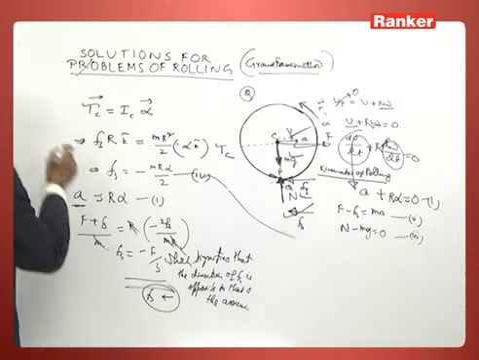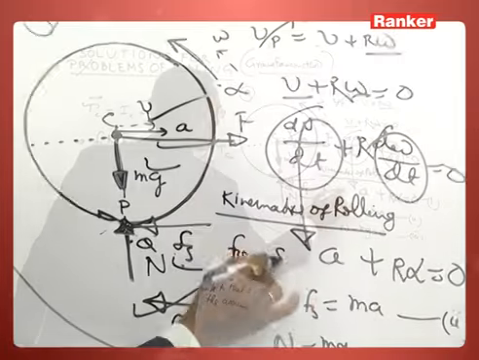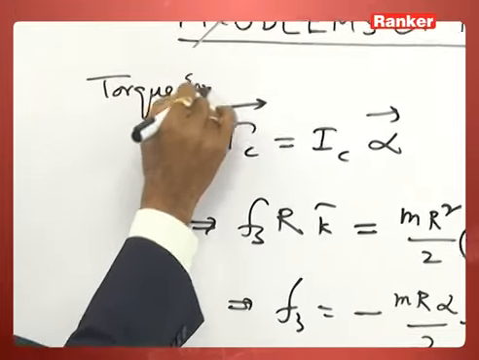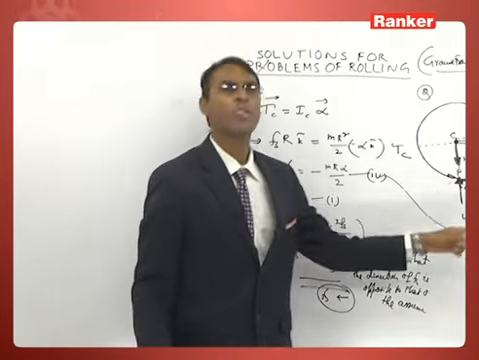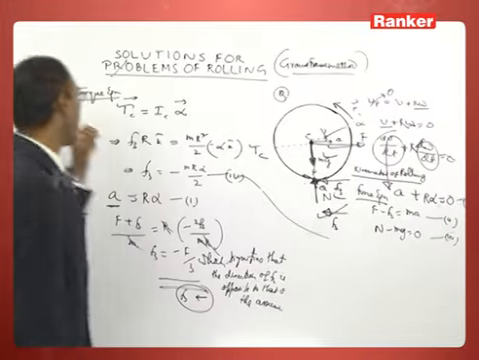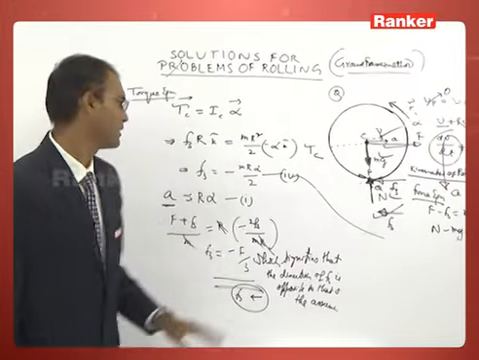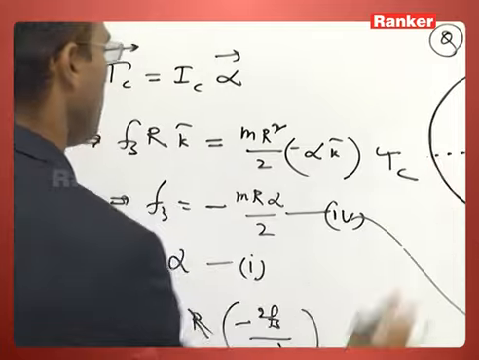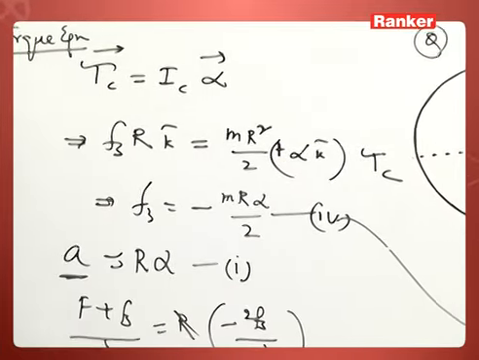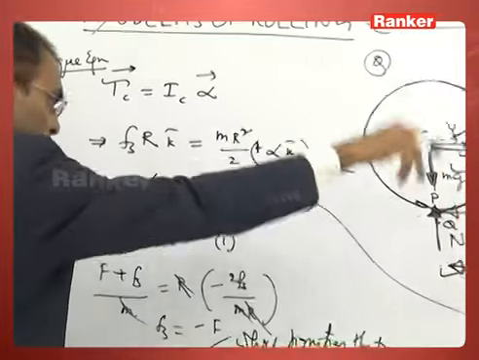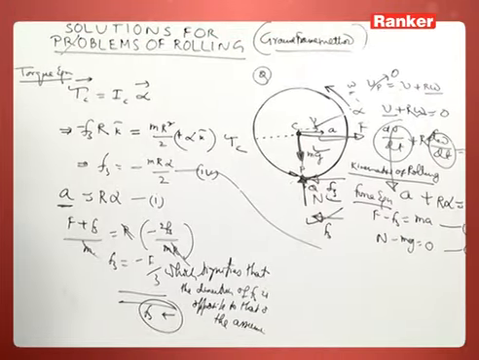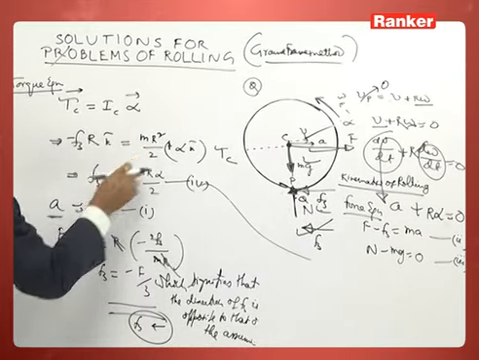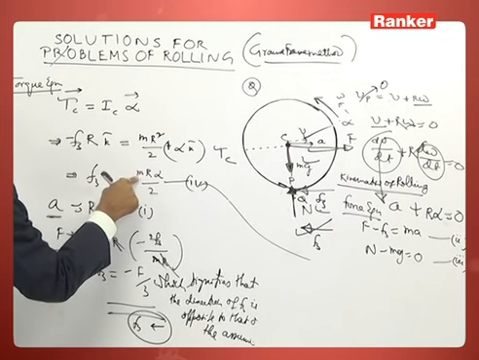Come to the torque equation with the force equation. Force equation means Newton's second law for translation. Torque equation means Newton's second law for rotation. Tau c equals I c into alpha. You have taken alpha in the plus k cap direction, so you have to change here. And Fs you have taken backward, it will produce a clockwise torque, while alpha you have taken anticlockwise. So if you follow the vector strictly, you can write Fs is equal to again minus mr alpha by 2.